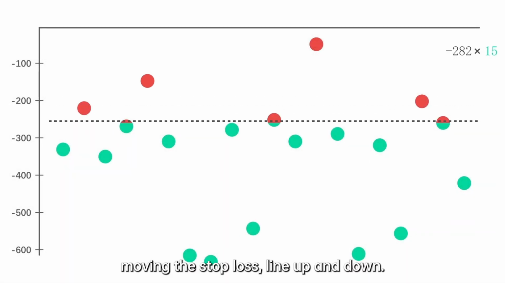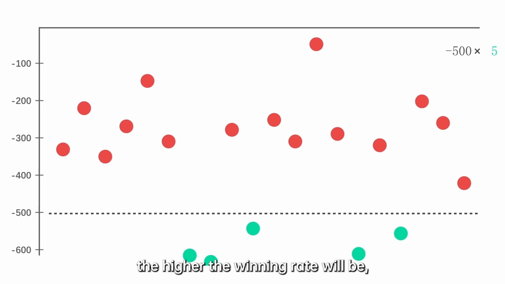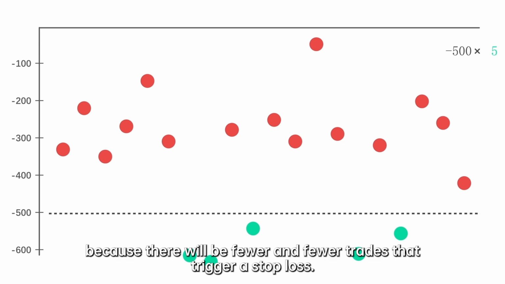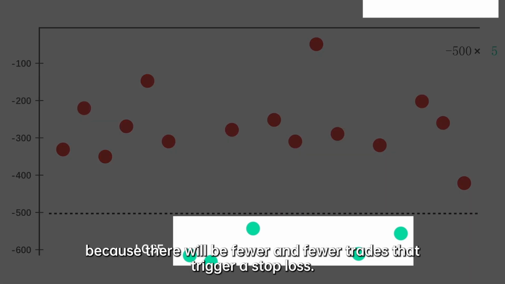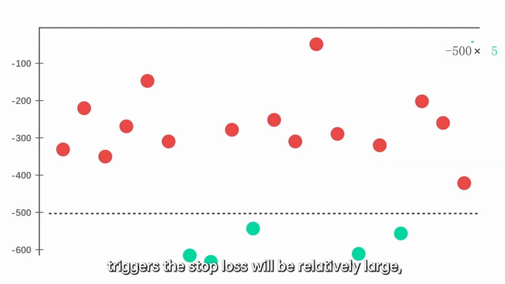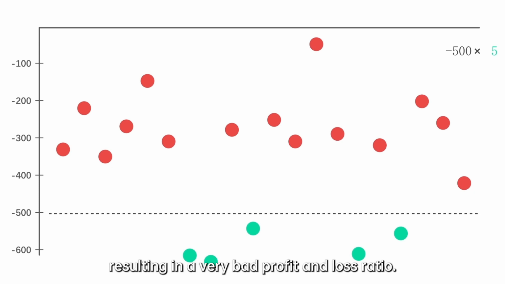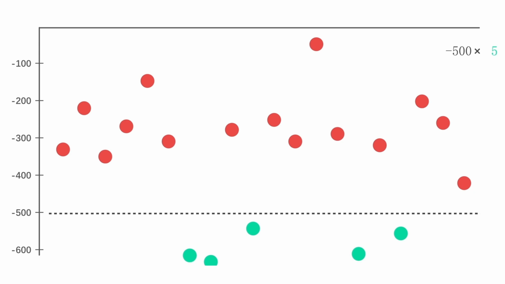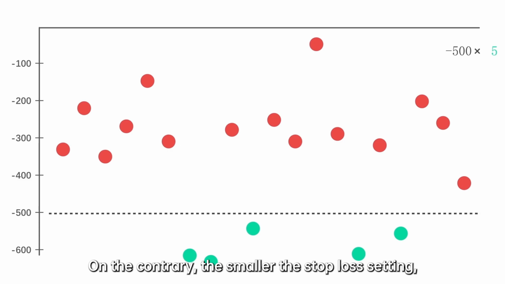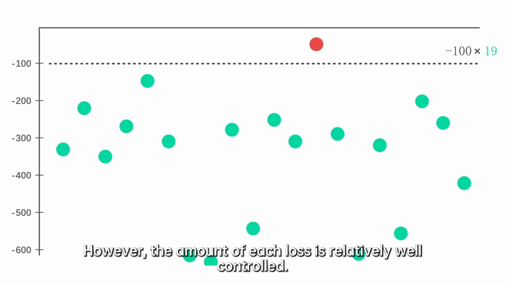Moving the stop loss line up and down, we can find that the larger the stop loss amount is set, the higher the winning rate will be, because there will be fewer and fewer trades that trigger a stop loss. But the price is that the amount of each trade that triggers the stop loss will be relatively large, resulting in a very bad profit and loss ratio. On the contrary, the smaller the stop loss setting, the lower the winning rate will be. However, the amount of each loss is relatively well controlled.